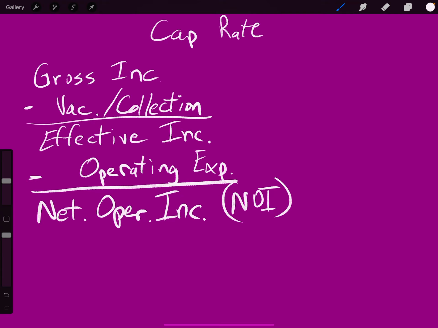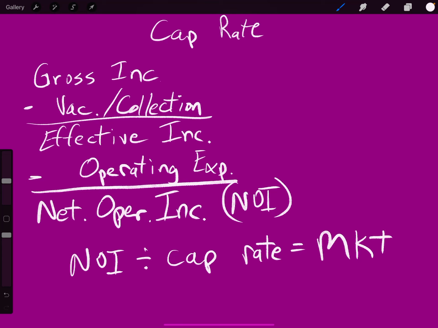What's the relationship of net operating income to market value? NOI divided by something called a cap rate equals the market value. So if you know that type of property you're considering buying has a cap rate of 8%, just because of your research that you've done on similar properties and their cap rates, could be 8%, could be 10%, could be 15%, could be 6%. That's what you're going to find out in your study of the market.